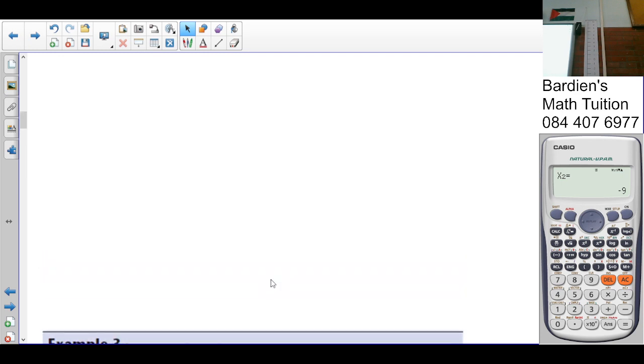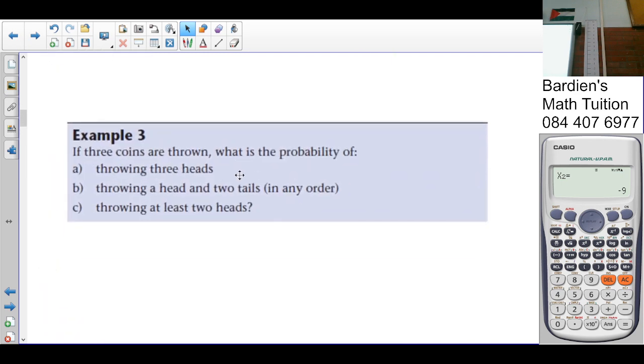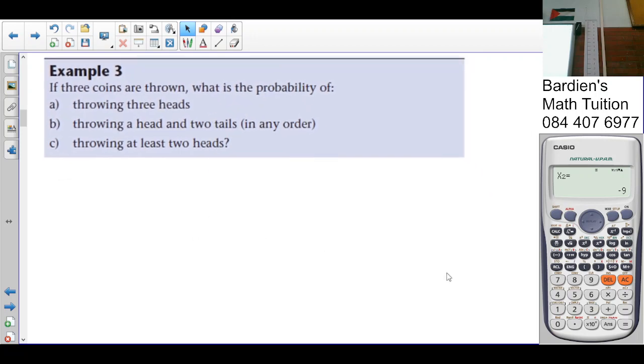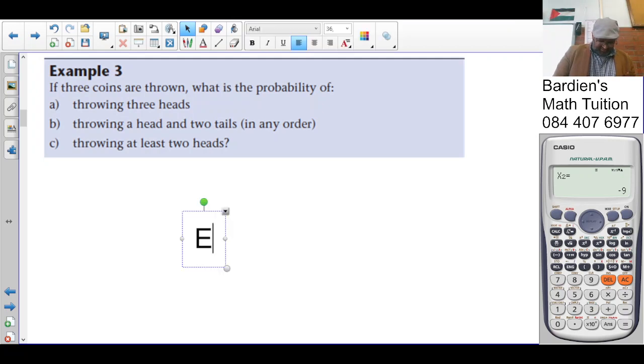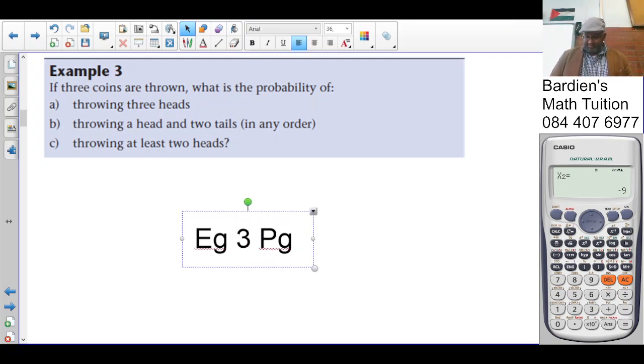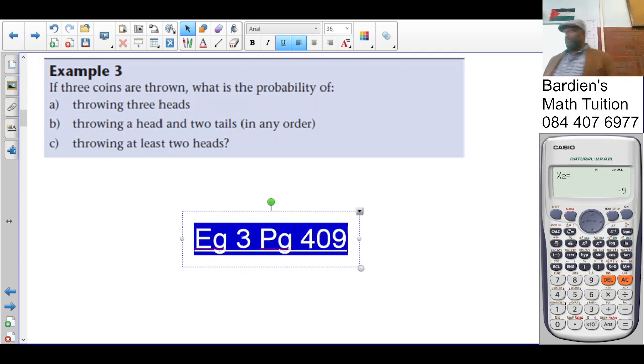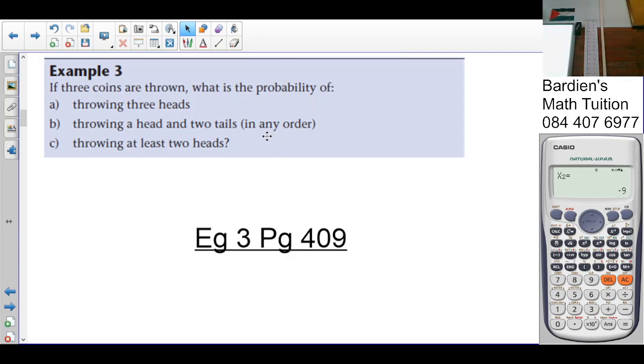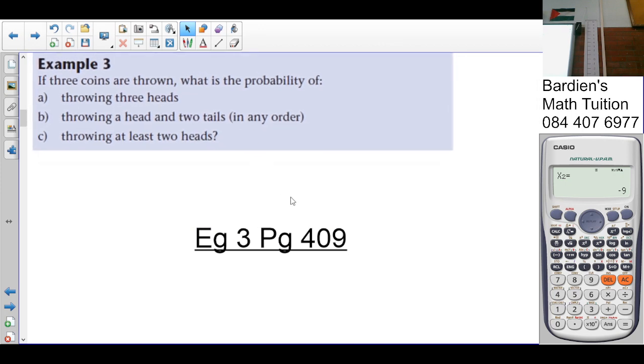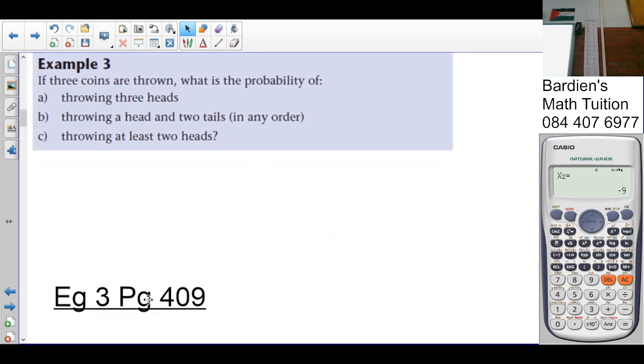Let's look at example 3. Example 3 is on page 409. Here we are told if 3 coins are thrown, what's the probability of throwing 3 heads?